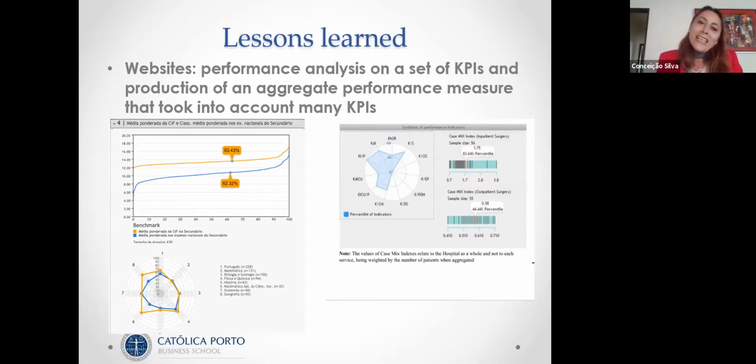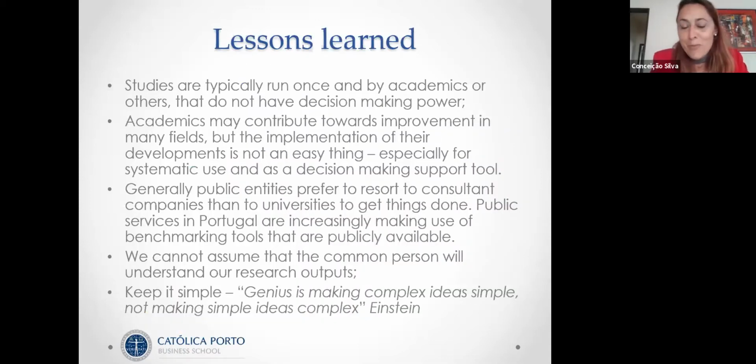For us, this is a kind of obvious concept, but it's not obvious for everybody. So I think one rule that we should all try to follow is to keep it simple. In fact, it's very important that when we communicate our results, they are communicated in a simple way. Genius, as Einstein said, is making complex ideas simple, not making simple ideas complex. And sometimes in research, we see a lot of people that complexify things.